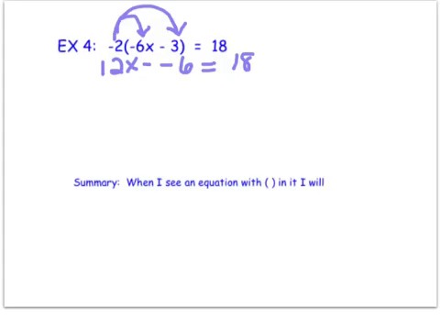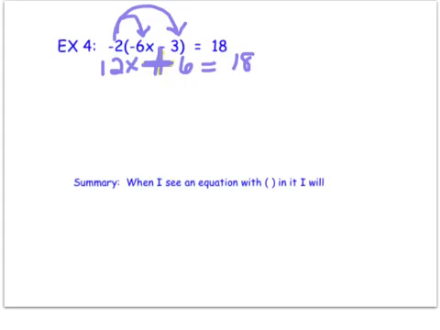Oh my goodness. Okay, I have these two negatives right here. These two negatives are going to turn into what? They're going to turn into a positive. I don't know if you can see that.